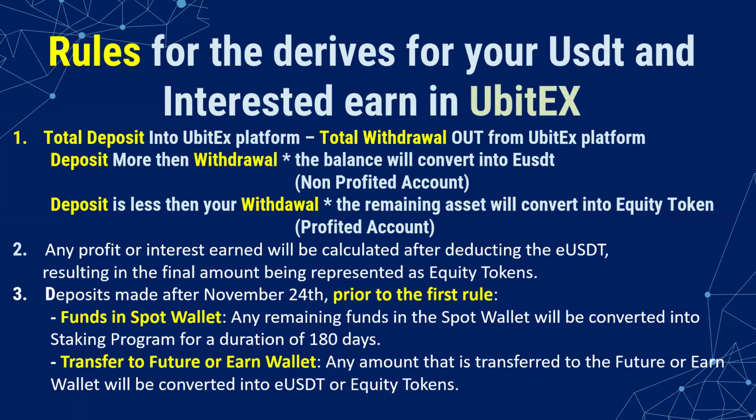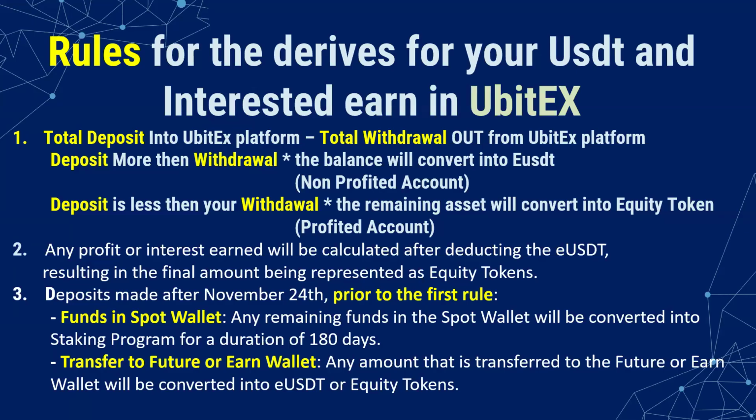Transfer to future or earn wallet. For example, if you have transferred the funds to your spot wallet and you have transferred them to the future or earn wallet for trading or staking program, whichever you want to do, any amount that is transferred to the future or earn wallet will be converted into EUSDD or equity token prior to the first rule. The first rule is always total deposit minus total withdrawal, and this will determine whether this account will be a positive account or negative account.